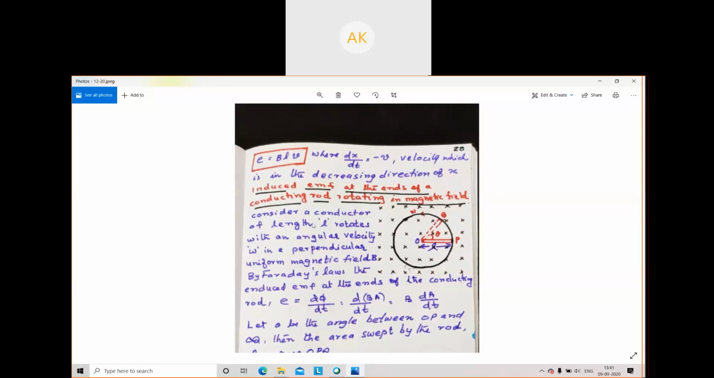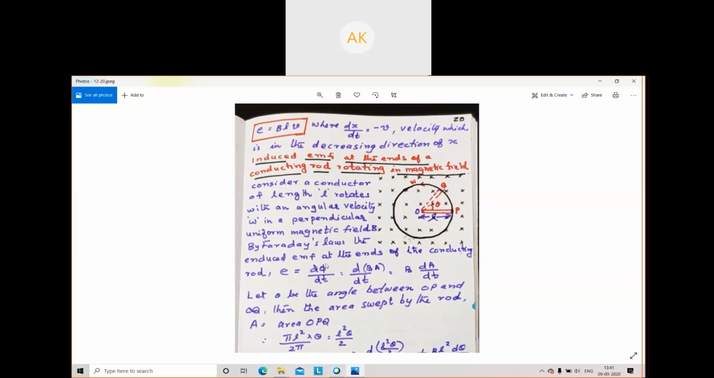So, consider a conductor of length L rotating with an angular velocity omega in a perpendicular uniform magnetic field B. By Faraday's law, the induced EMF at the ends of the conducting rod E equal to minus d phi by dt. Minus sign only shows the direction of the induced EMF, so minus is not taken here. d by dt of B into A, flux equal to B into A, perpendicular magnetic field. So we need only to consider B into A. B is not varying, so B into dA by dt.